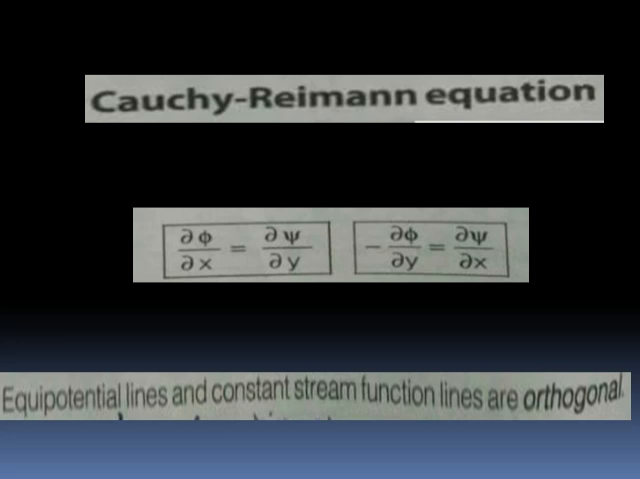Here there is a notable part: equipotential lines and constant stream function lines are orthogonal. Now we will see the flow net, and the procedure and method for drawing the flow net.